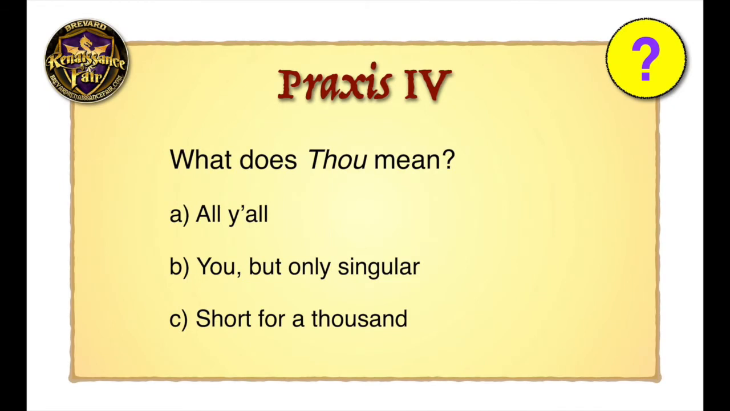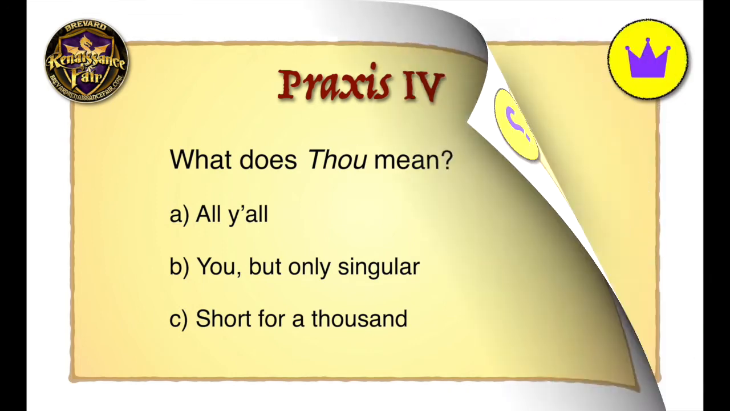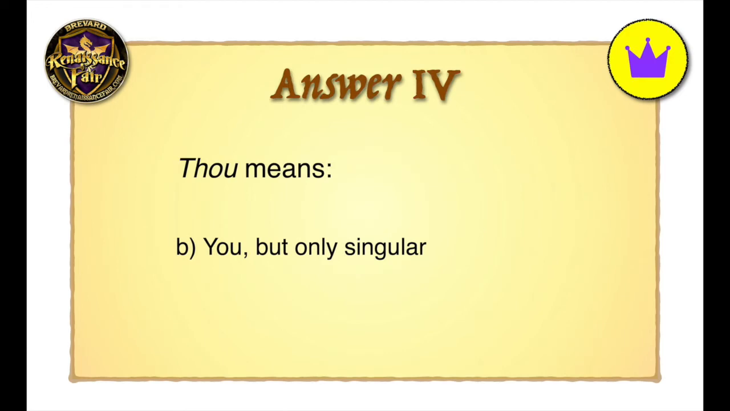What does thou mean? A. All y'all. B. You, but only singular. C. Short for 1,000. The correct answer is B.